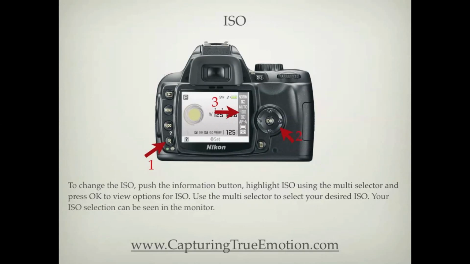To change the ISO, push the information button, highlight ISO using the multi-selector, and press OK to view options for ISO. Use the multi-selector to select your desired ISO. Your ISO selection can be seen in the monitor.